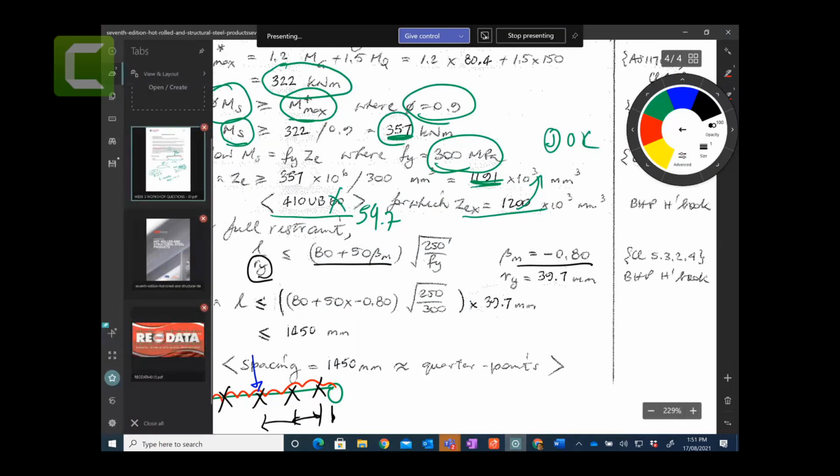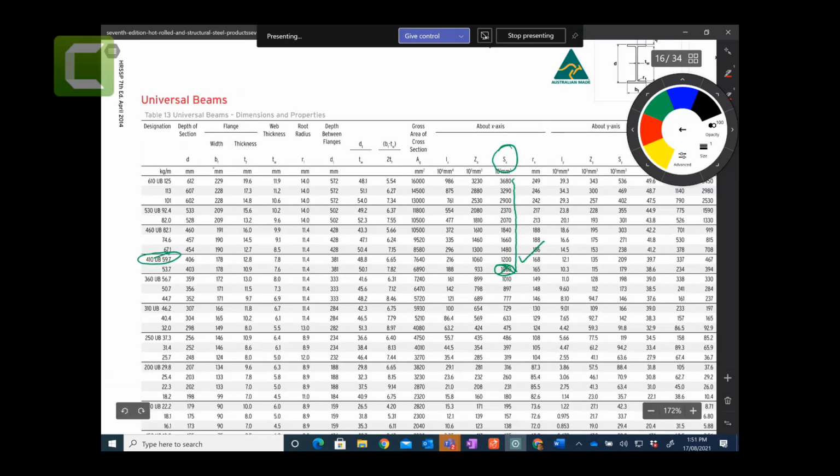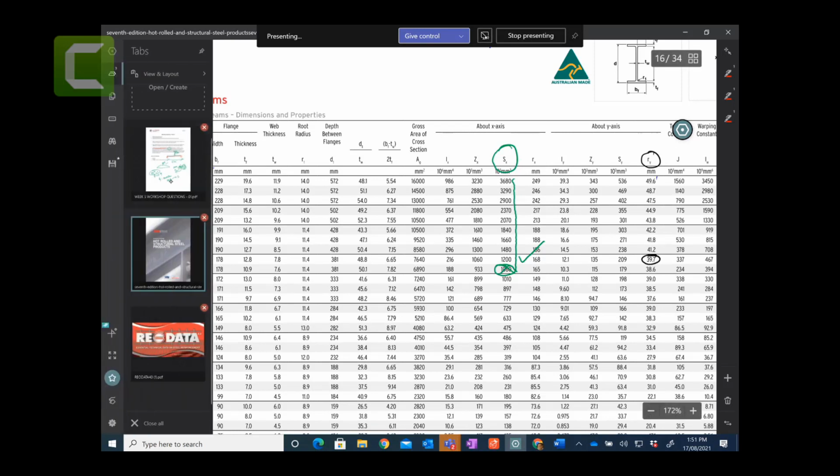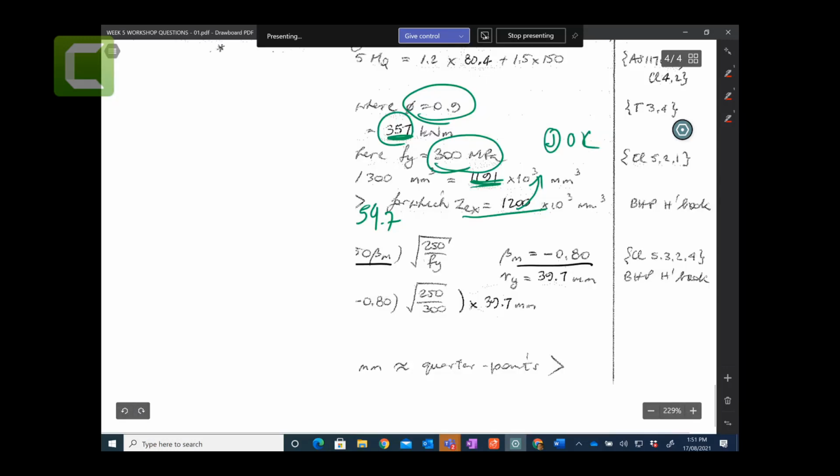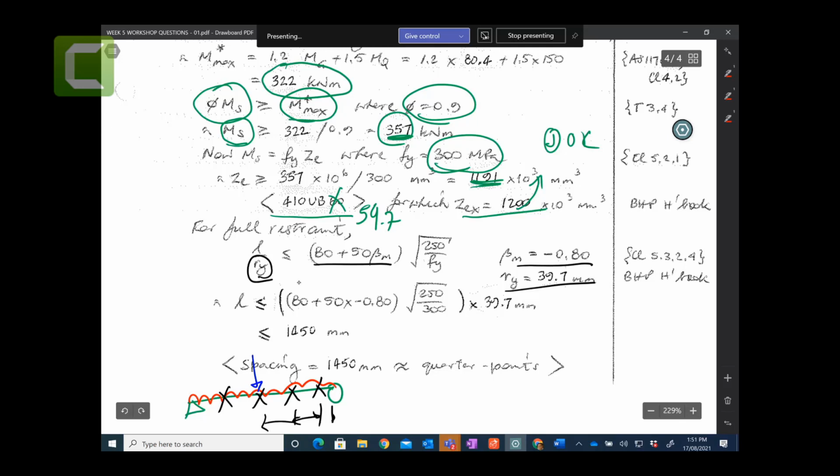Ry, which is the radius of gyration, for the 59.7 we selected, the Ry value is here, and for that one it is 39.7. So for that case we have 39.7. Bring this across: 80, 50, 0.9, 300. You can have a spacing less than that. If it is less than or equal to 1450, we are happy. So you can provide 1400 or 1430 or any values that you need.